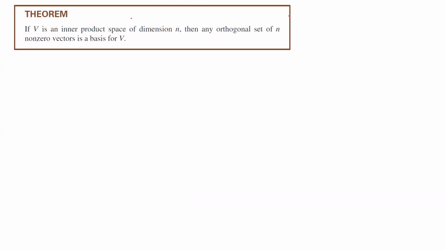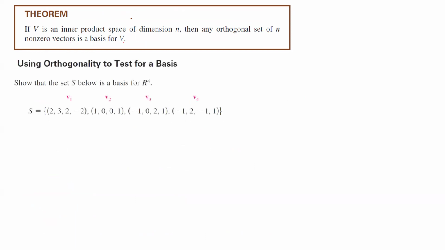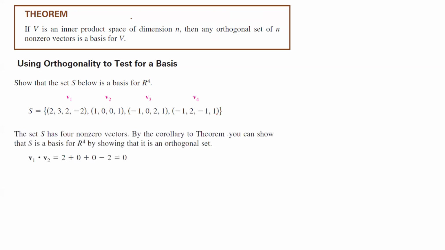Another theorem for you. If V is an inner product space of dimension n, then any orthogonal set of n non-zero vectors forms a basis for vector space V. One example for you: show that the set S is a basis for the space of dimension 4. So S includes v1, v2, v3, and v4. Well, this set has 4 non-zero vectors.